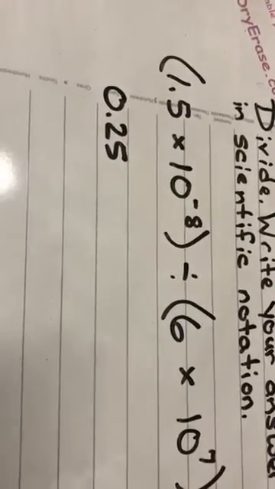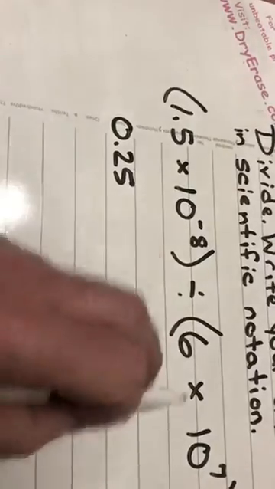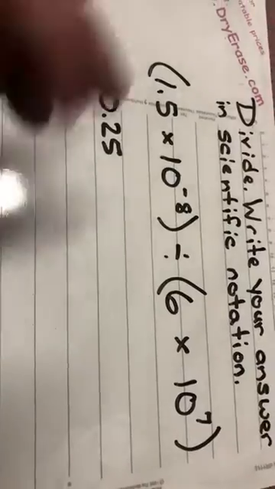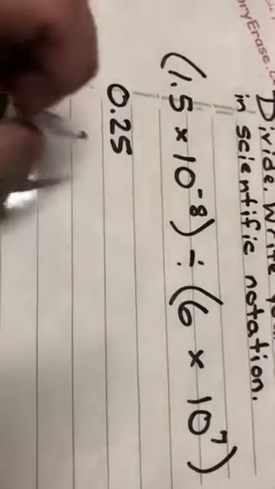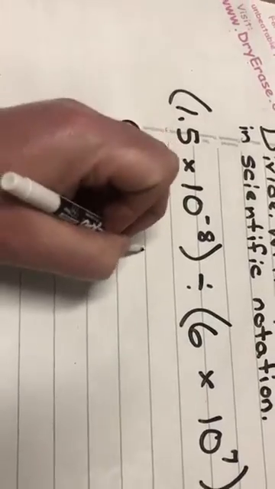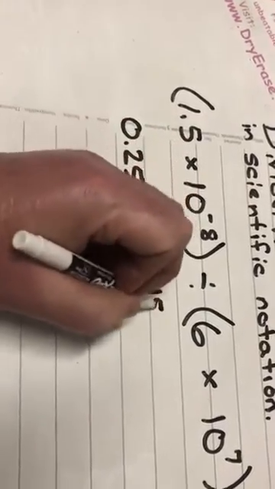All right, well, remember when I have the same base numbers, that rule does not change. If I have the same base numbers and I'm dividing exponents, I just subtract the exponents. So since they both have a base number of 10, I just have to do negative 8 minus 7. Well, negative 8 minus 7 is negative 15. So this becomes 0.25 times 10 to the power of negative 15.